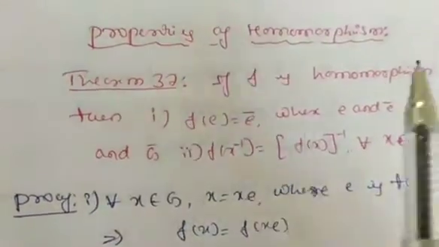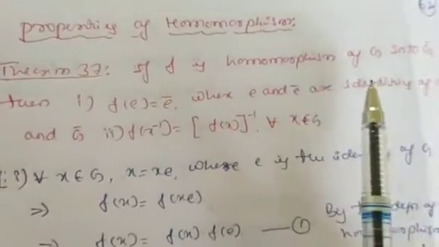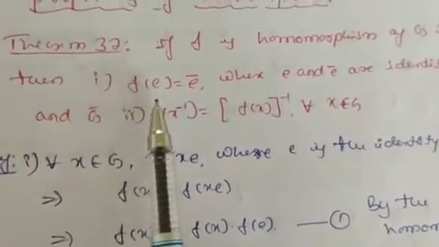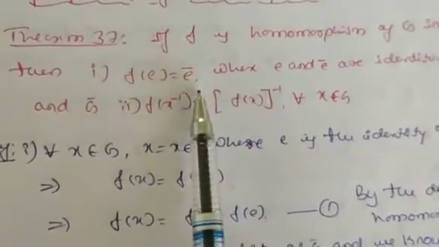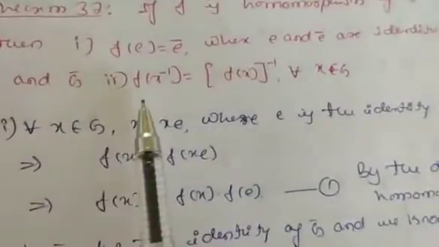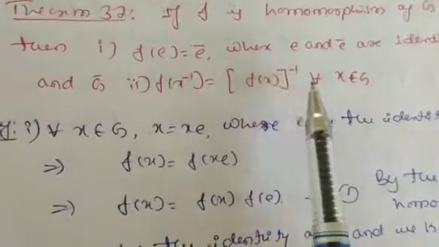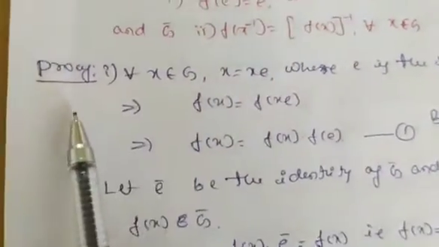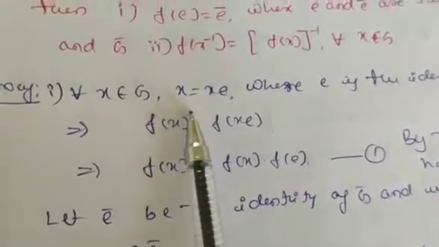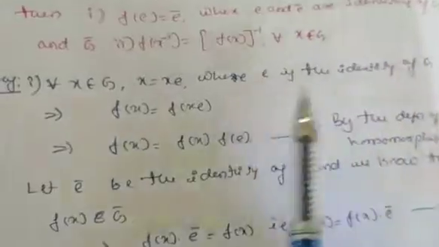Take some properties of homomorphism. Take one theorem. If F is a homomorphism of G into G dash, then first point, F of E is equals to E bar, where E and E bar are identity elements of G and G bar. And second point, F of X inverse is equals to F of X whole inverse for all X belongs to G. Take proof. First one, for all X belongs to G, we know X is equals to X into E because E is the identity element, where E is the identity of G.